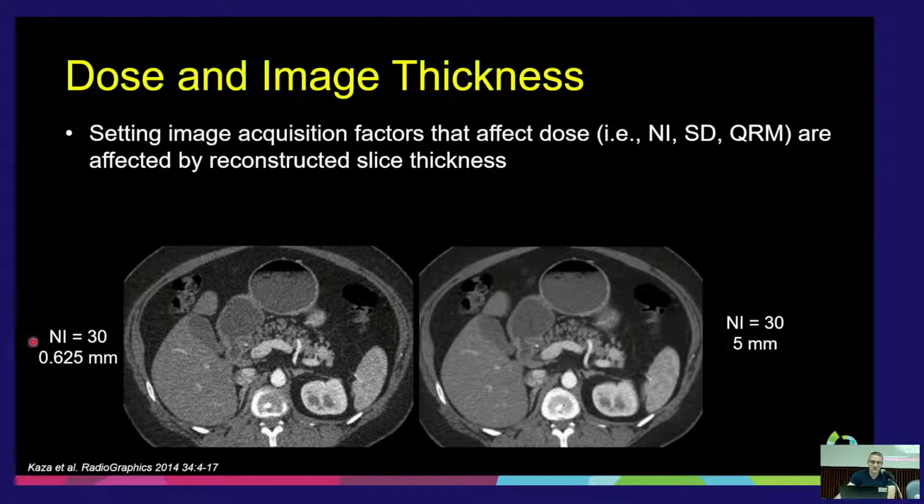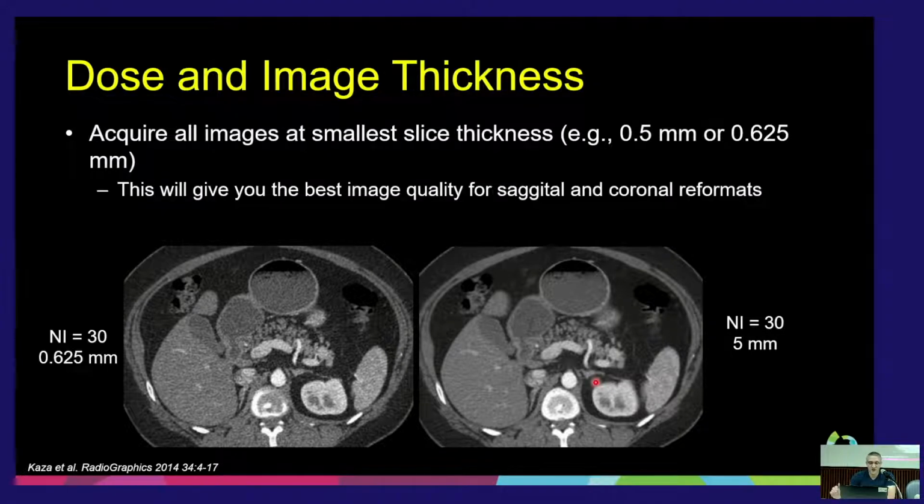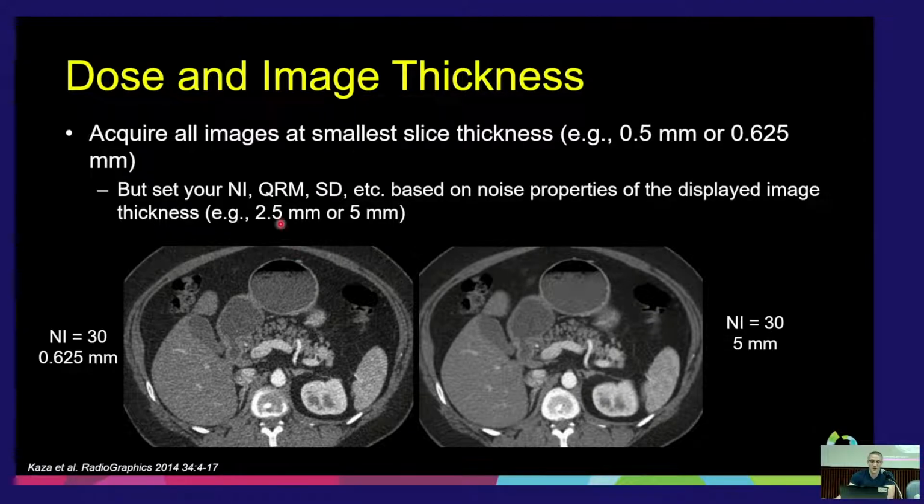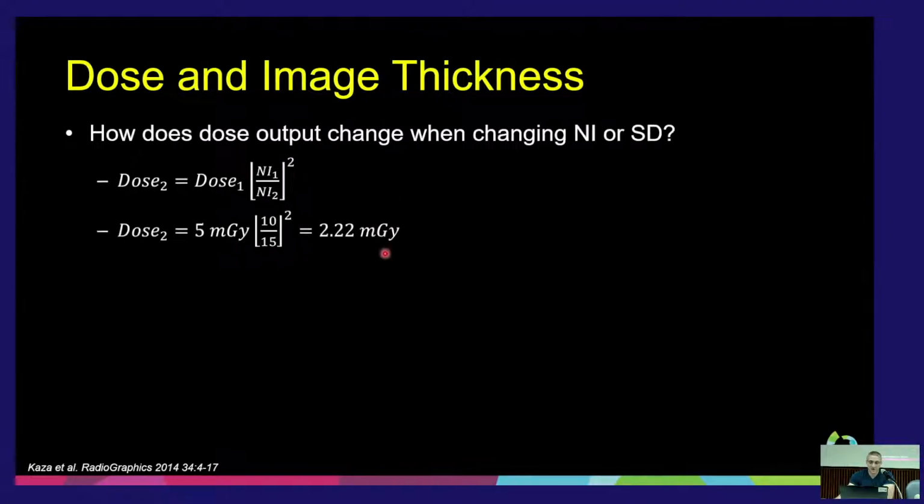So don't set your noise index based on your thin slice, unless you have to look at 0.625 millimeter images, because if you did, your dose is going to go pretty high and your 5 millimeter images are going to look phenomenally beautiful. All right, so we use the 0.625 because you want to image with the thinnest slices for your reformats, for your sagittal and coronals, and then I just mentioned all this, so I'll just flip over that.